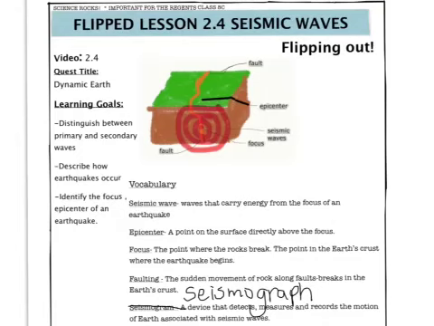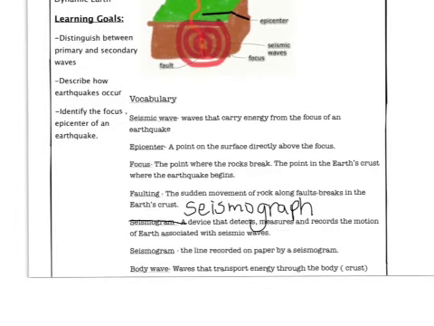Flipped lesson 2.4, seismic waves. The learning goals are to distinguish between primary and secondary waves, to describe how earthquakes occur, to identify the focus and the epicenter of an earthquake. Your vocabulary words are seismic wave, epicenter, focus, faulting, seismogram, seismograph, and body wave.